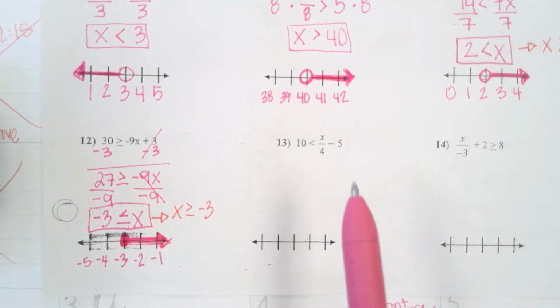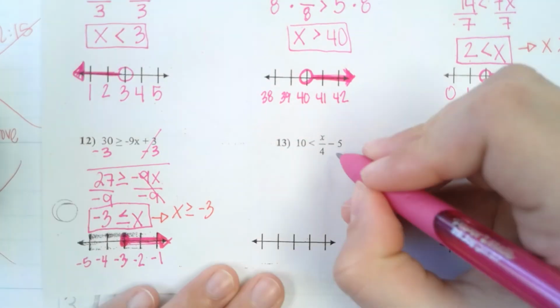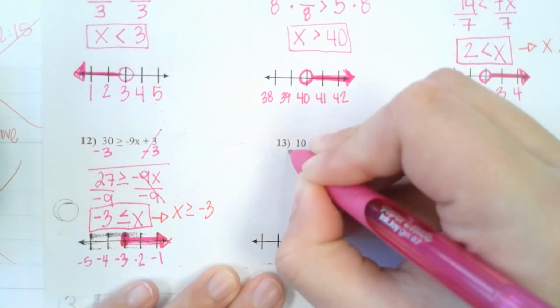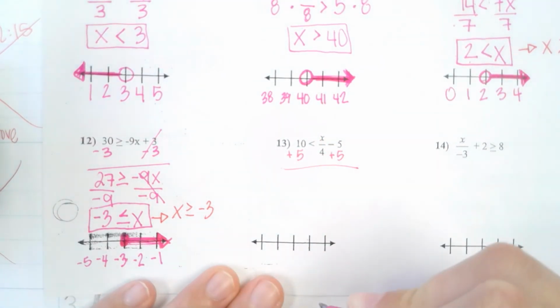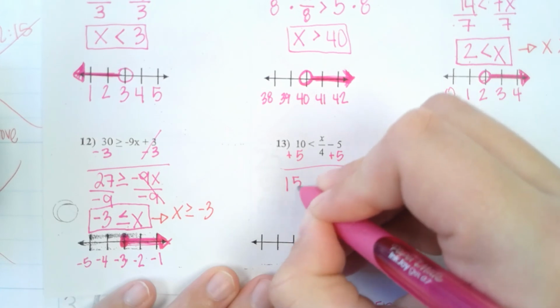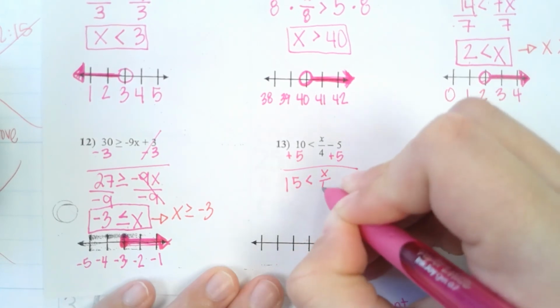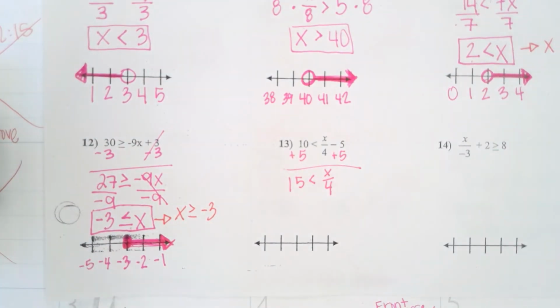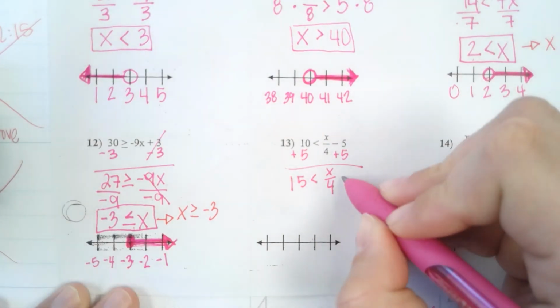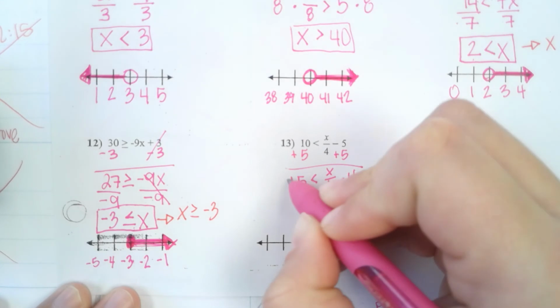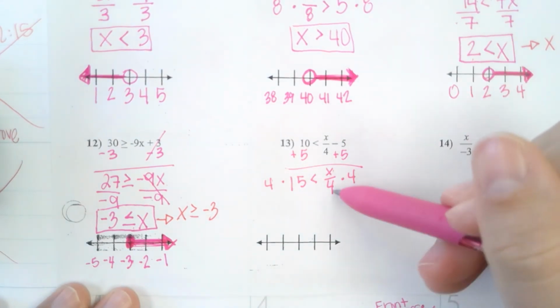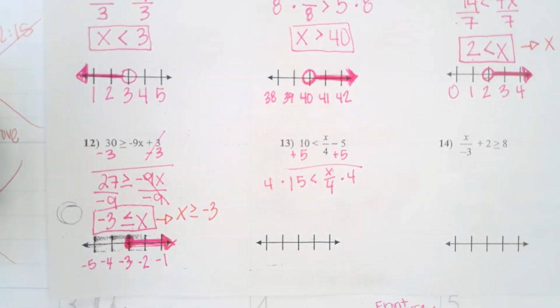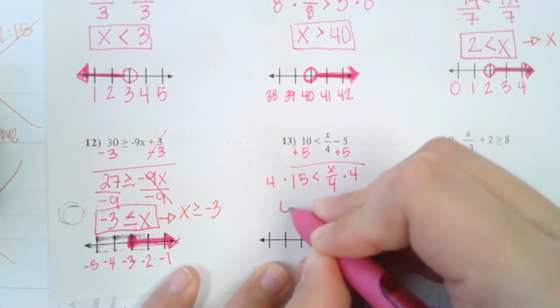All right, number 13, your guys' first step was to add 5 on both sides. And you would have been left with 15 is less than x over 4. And then to get that x by itself, you should have multiplied by 4 on both sides, since the x and the 4 are dividing right now, and the opposite of dividing is multiplying. So 15 times 4 gave you 60.